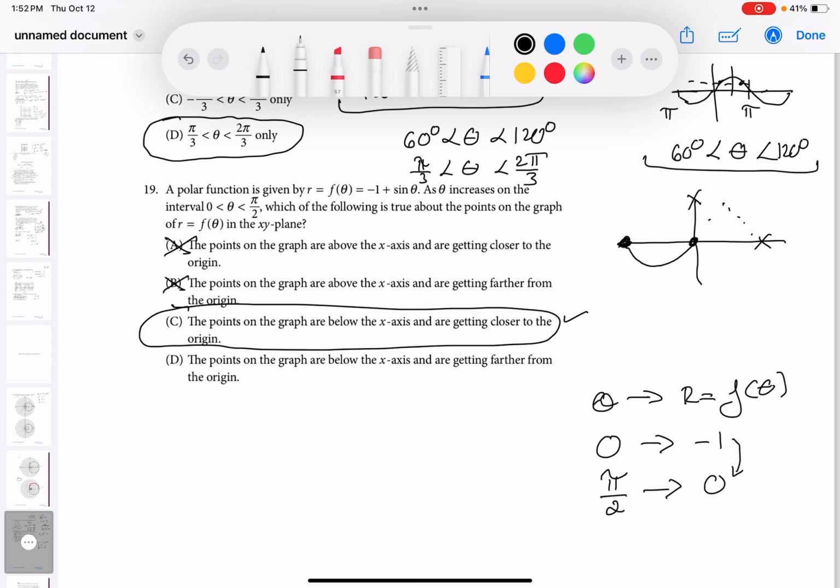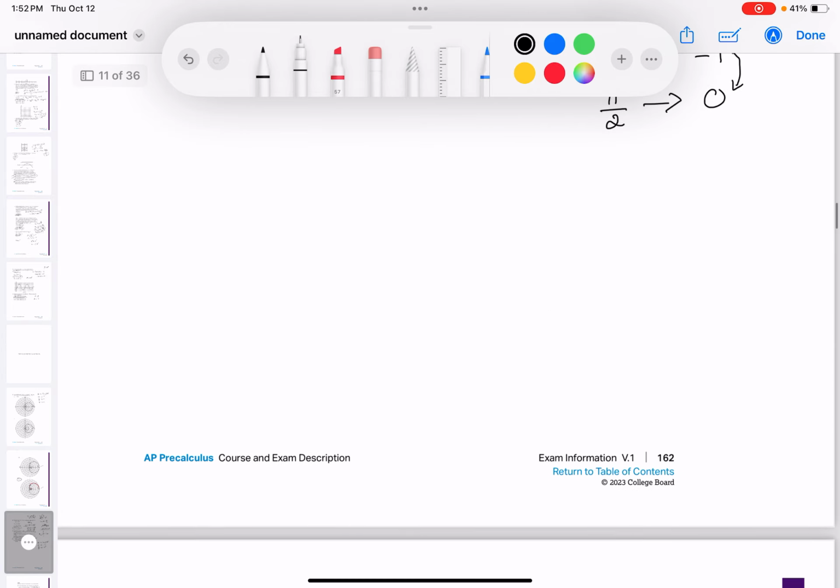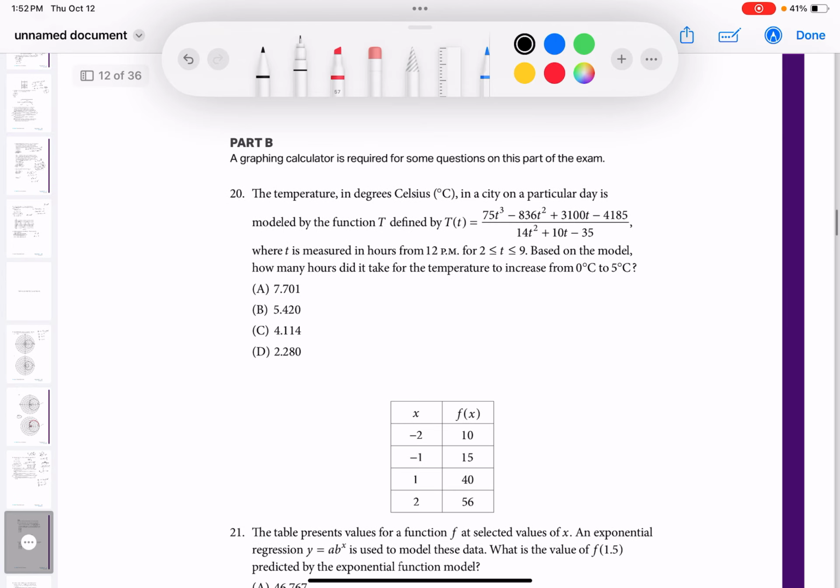I'm going to say we're done with this section of the exam. I know it was a difficult section for a lot of students, and I don't like multiple choice exams either, and I don't like being timed either. But the next part is going to be using a graphing calculator, and we'll get to that. Thank you.